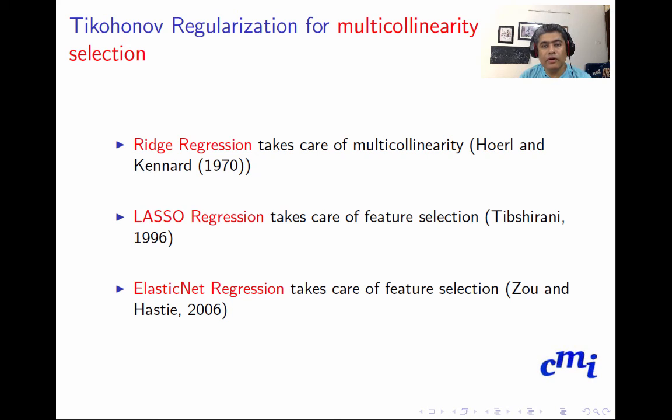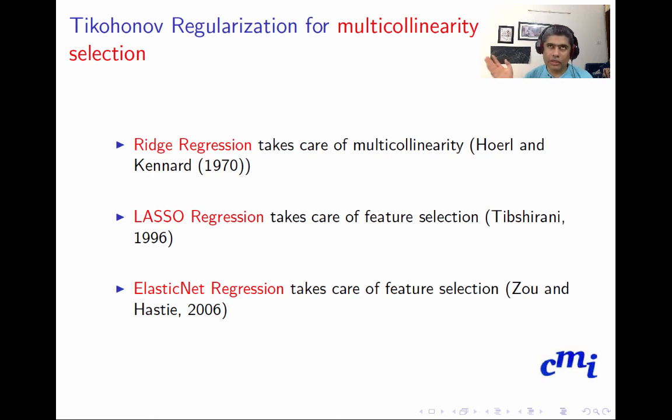Tikhonov regularization for multicollinearity and feature selection was developed over almost 3 or 4 decades. Andrei Tikhonov gave the solution for systems of equations which do not have exact solutions, so he was trying to develop a solution for those kinds of problems. Hoerl and Kennard in 1970 developed ridge regression to take care of the multicollinearity issue. But at that time, the Soviet bloc and the American bloc were not in communication. They were not aware of Andrei Tikhonov's work. So in the 1970 paper, there is no reference to Andrei Tikhonov's work.